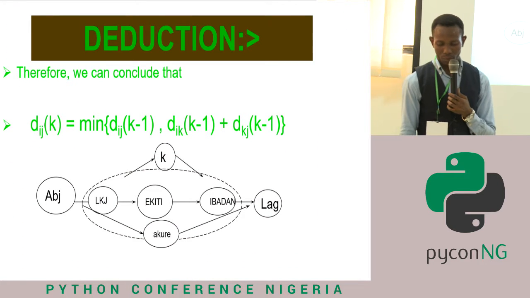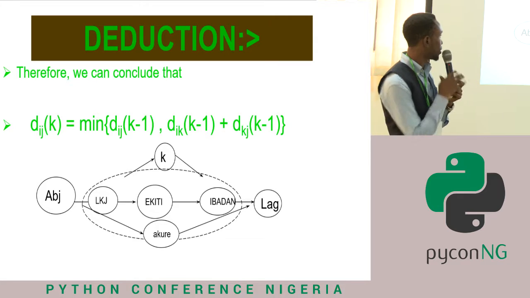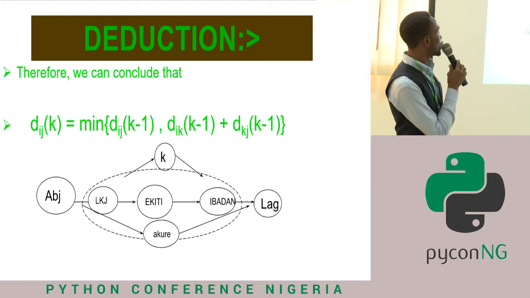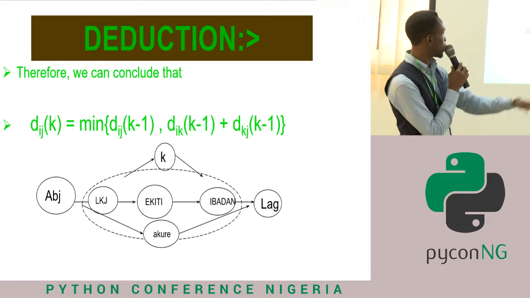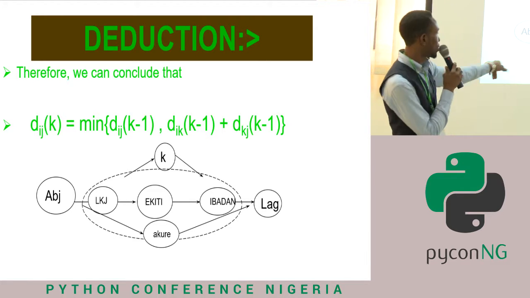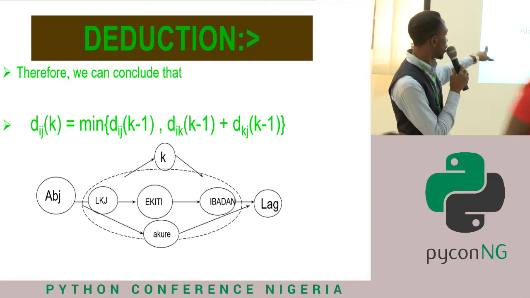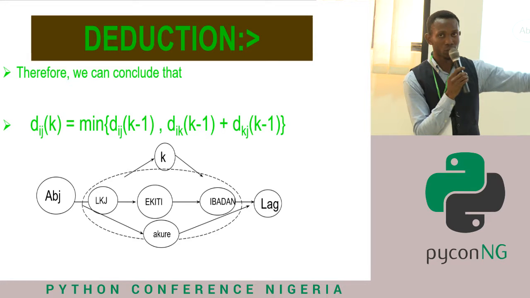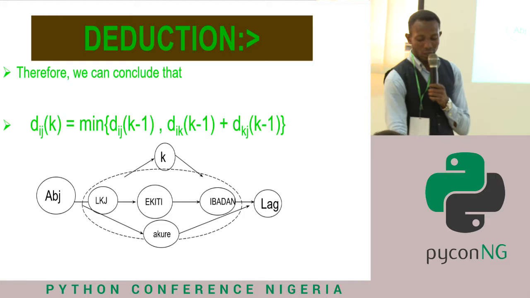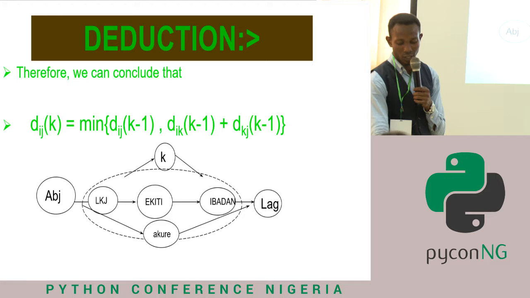So deduction, this is the algorithm. That's just the main line of the algorithm. I'm just trying to see. Now look at this. You want to travel from Abuja to Lagos, and you have to pass through Lokoja, Ekiti, and then Lagos. Why take all these routes if you can pass through Abuja, Akure, then Lagos? So you have more vertices here, and on the other path, you have just one vertex in between.